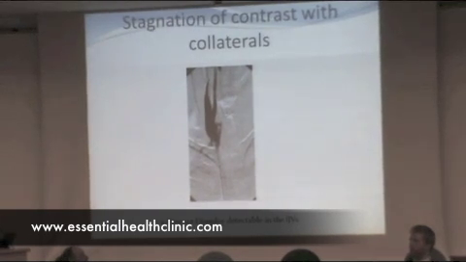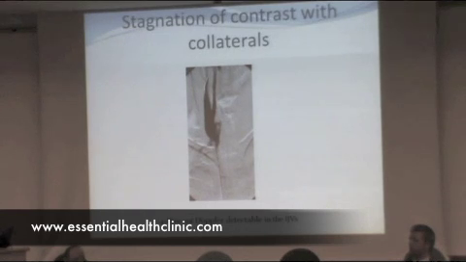Again, stagnation of the contrast within the internal jugular vein is a common finding on angiography, and it is equivalent to criteria number 4, which is flow not detectable on Doppler sonography. So you can see the contrast holding up in the internal jugular vein, and there is no drainage into the superior vena cava of the heart. And you can see the large collateral draining the right side of the brain.